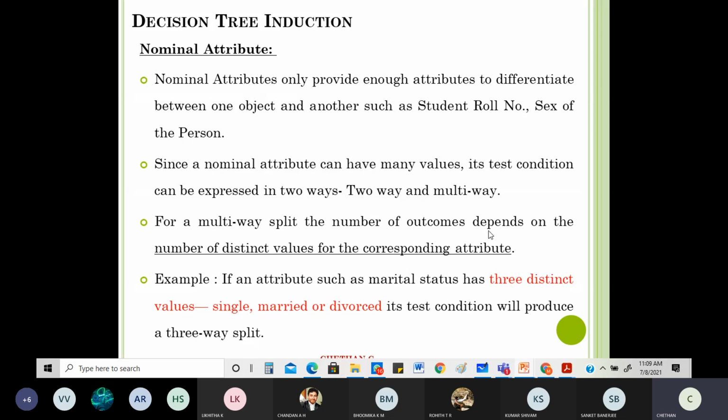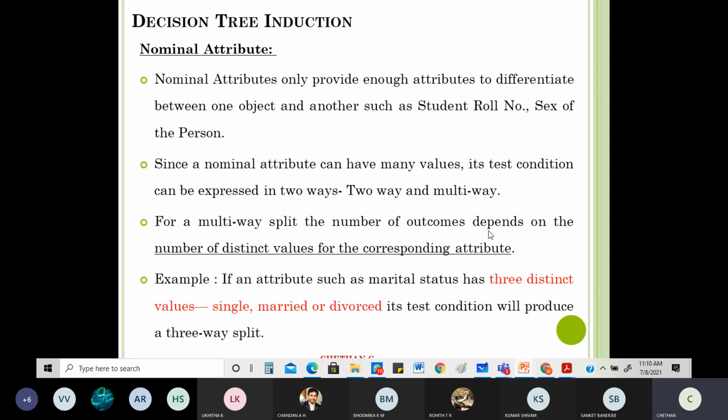Okay, for a multi-way split, the outcomes will depend on the number of distinct values. If the number of distinct values is more, then the number of splits in a multi-way split is also more. If it's only two values, we use a two-way split. If there are more values, we go for a multi-way split. Very simple.